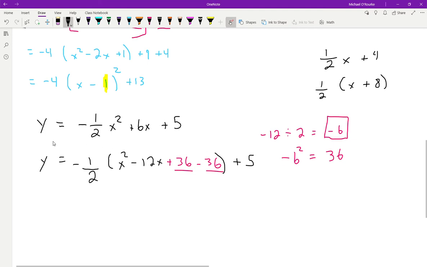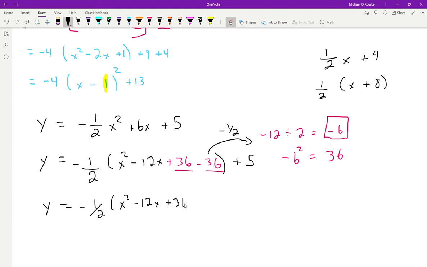So now, we have this line here, but we don't need that negative. So let's get rid of it. It's got to come out. But as it comes out, it needs to be multiplied by this value up here, which is negative a half. So my next line is going to look like this. A negative times a negative is a positive, and half of 36 is 18.